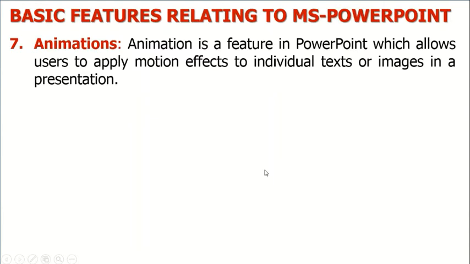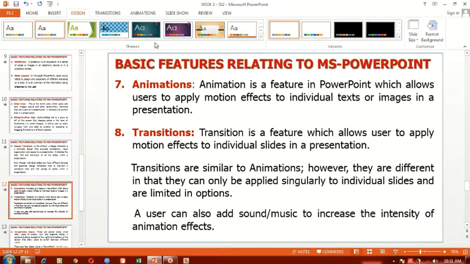Animations. This is a feature in PowerPoint which allows users to apply motion effects to individual text or images in a presentation. As you can see in my slide, I'm having different motion effects. Animation gives this motion effect to individual text. Take note, not to a slide, but to individual text or images, if any, in your presentation. Now let's get back to the main page so I can show you that.